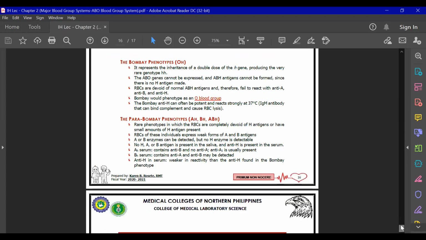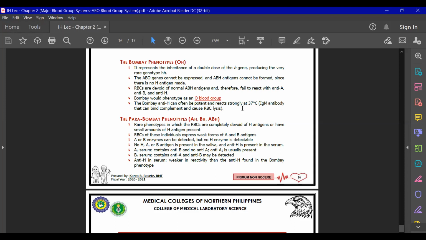Another thing is that most of your IgM antibodies that react at room temperature or even lower temperatures are not considered of clinical significance. They are usually considered of clinically significant once they react at 37 degrees. You have to remember that.